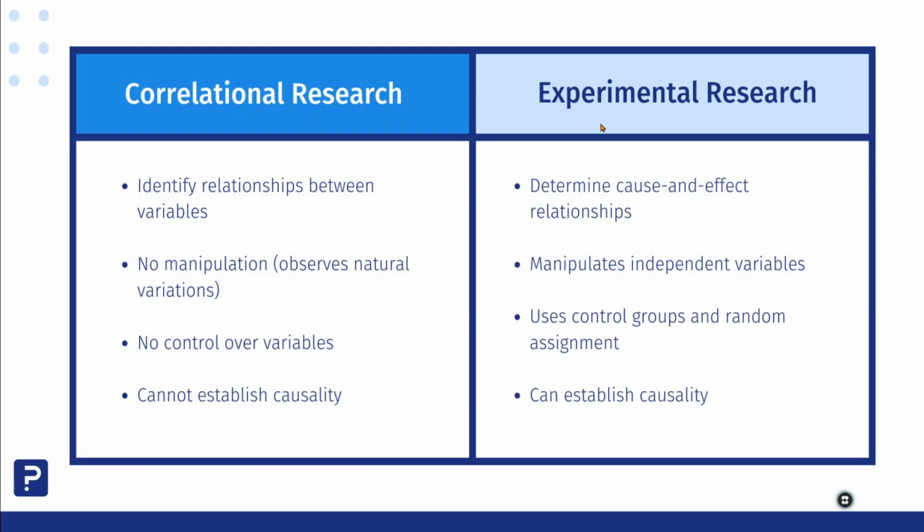Correlational study versus experimental. These are some ways to remember. Correlational is where we identify relationships, so we're just looking for those trends, but we're observing naturally. We're not manipulating, or we're not involved. We're not getting our hands dirty. We are just observing. There's no control. We're not looking for cause and effect.